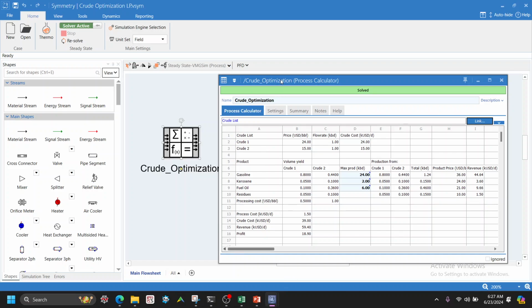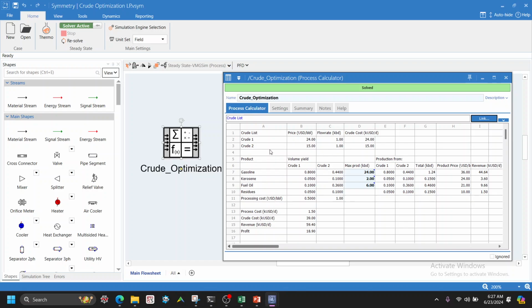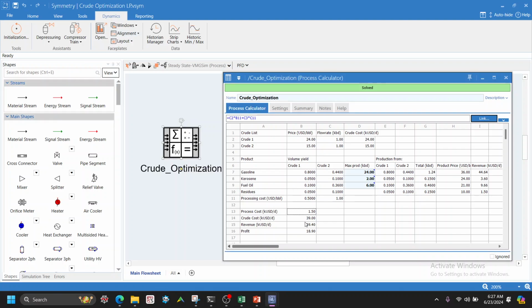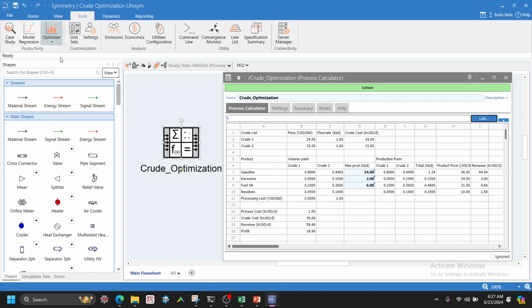So if I code this into Symmetry, right? Symmetry has this spreadsheet process calculator, and then the price and the flow rate, for which I put an initial value, and then calculate the crude cost. The same goes for the same table over here, and then the maximum products, for which I put in the number, and then I calculate the processing cost, calculate the crude cost, calculate the revenue, and then calculate the profits, right? So with this one, crude one and crude two, I then go to the optimizer.